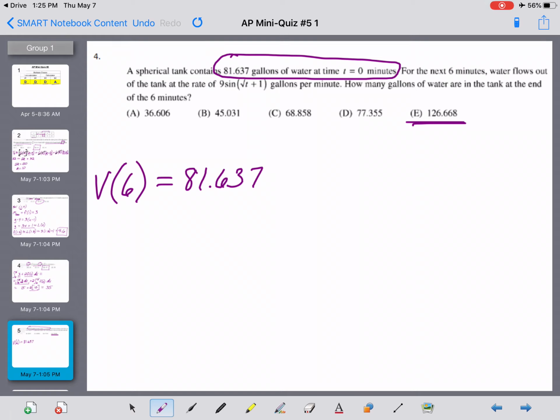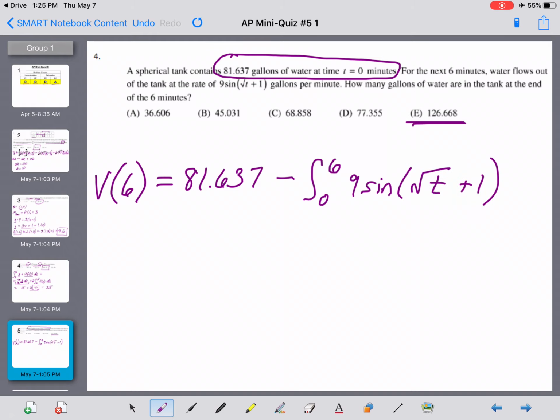This kind of reads like an input-output question. But the only thing they're giving us right here is an output flow rate in gallons per minute. It says nothing about input, so we are only going to be subtracting from this. And the rate was given in gallons per minute. We need to get that to gallons. So this is going to be a definite integral now, starting at 0 minutes and ending at 6 of that output rate function, which was 9 times the sine of the square root of t plus 1.